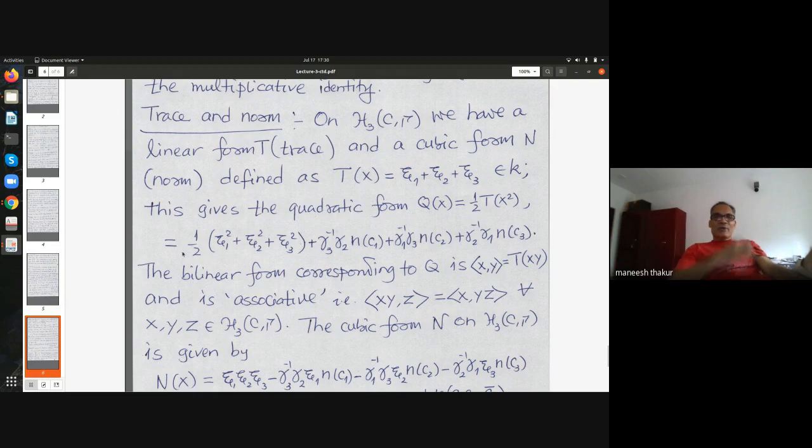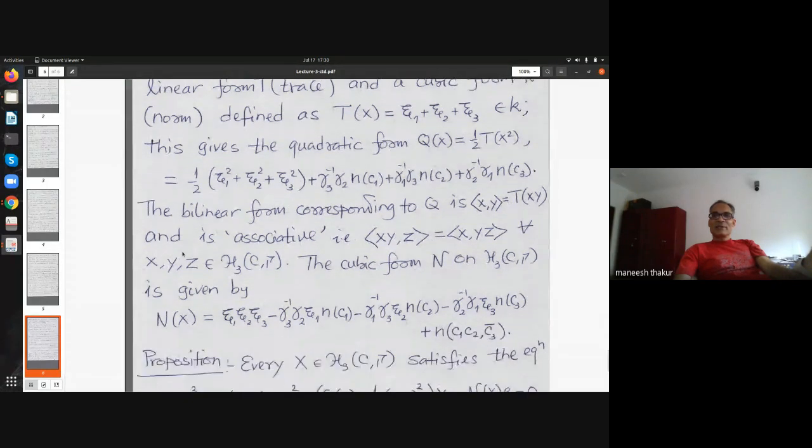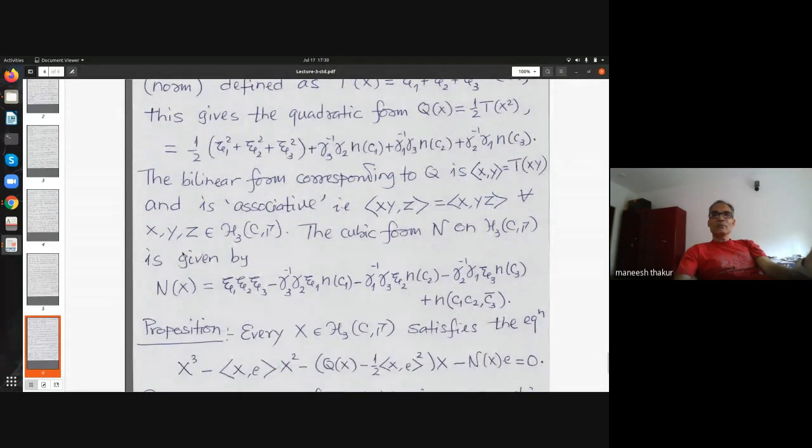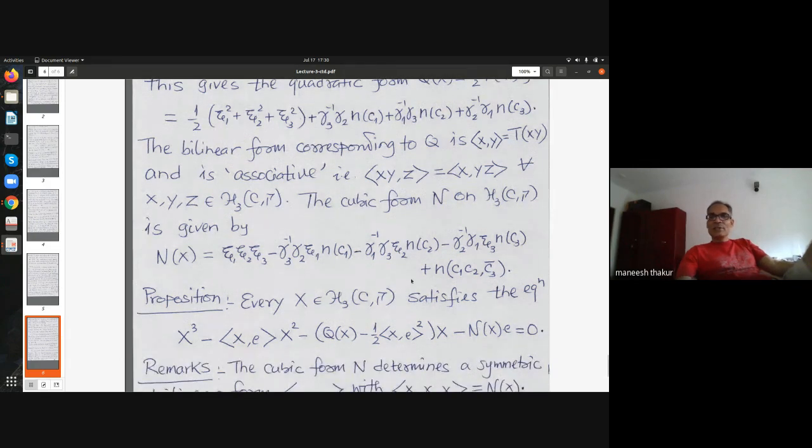So right now we are not going to use any of these ideas in this lecture, but let me just introduce these quantities to you. This trace bilinear form is actually associative in the sense it satisfies this identity. And then there is a cubic form n defined using this formula. This is a very strange looking expression, but there is some symmetry about it. And this is really the determinant of that Hermitian matrix taken carefully. That will lead you to this expression.